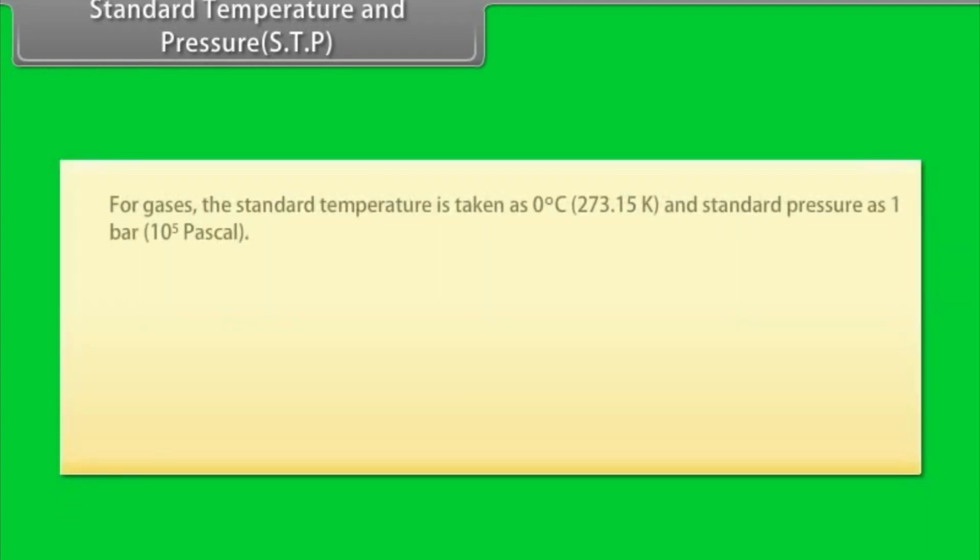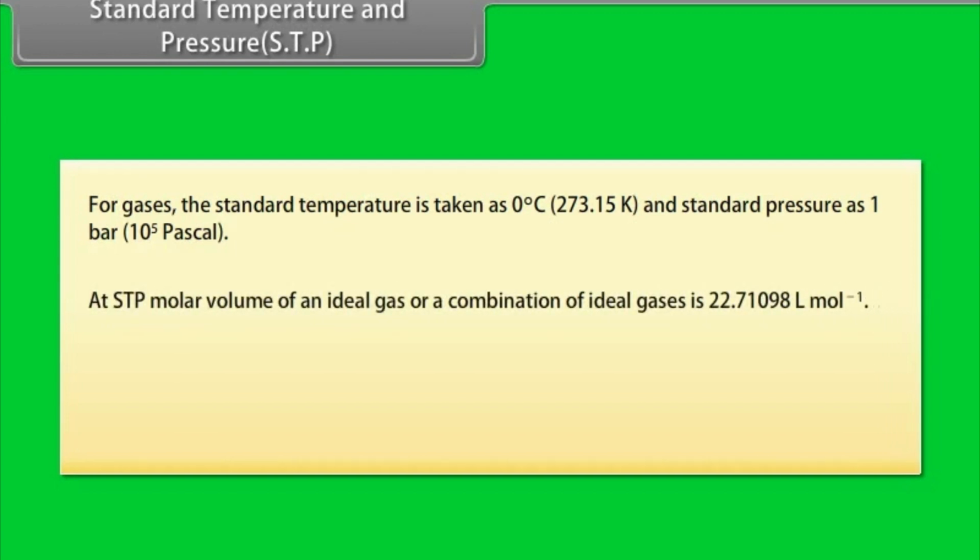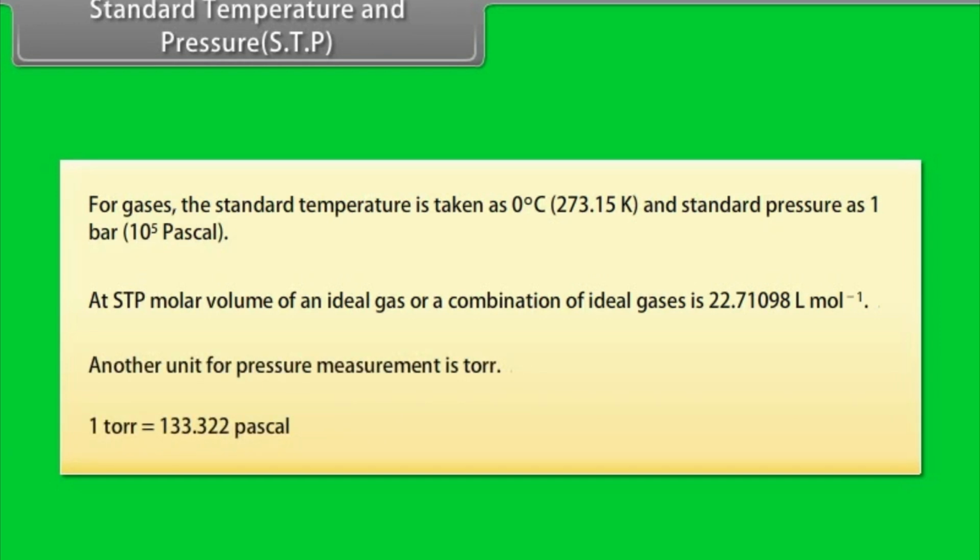Standard temperature and pressure, STP. For gases, the standard temperature is taken as 0 degrees Celsius or 273.15 Kelvin and standard pressure as 1 bar or 10^5 Pascal. At STP, the molar volume of an ideal gas or a combination of ideal gases is 22.71098 liters per mole. Another unit for pressure measurement is torr. 1 torr is equal to 133.322 Pascal.